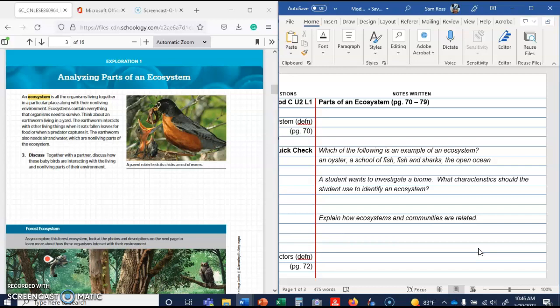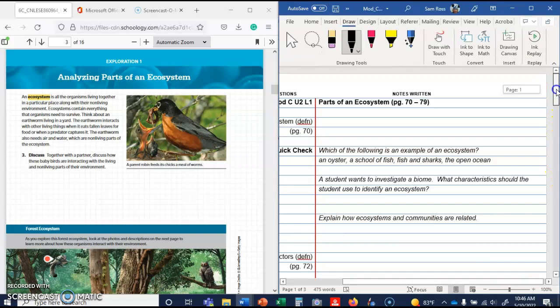And then the next question is, a student wants to investigate a biome. What characteristics should the student use to identify an ecosystem? The student should describe the climate conditions and the plant populations that live within the biome.